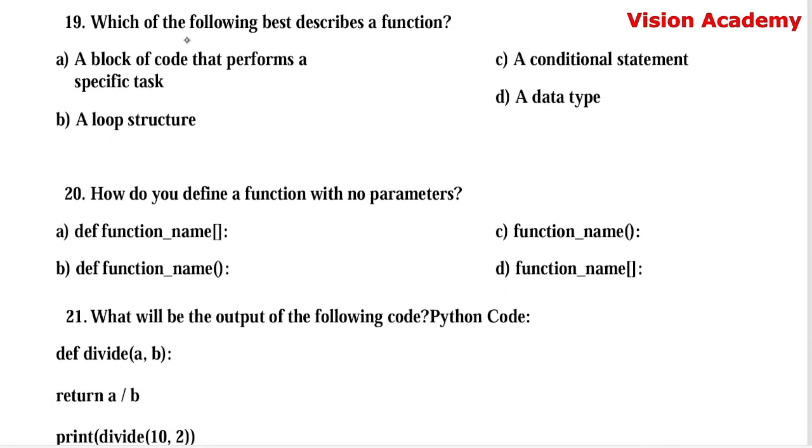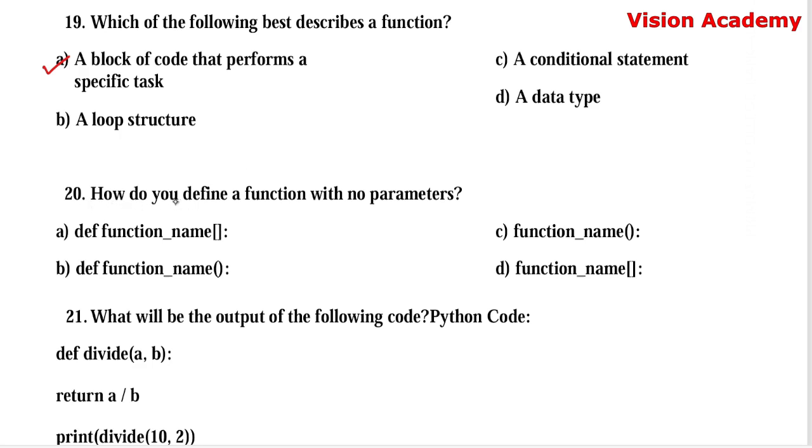Question number 19. Which of the following best describes a function? Option A, a block of code that performs a specific task. B, a loop structure. C, a conditional statement. D, a data type. Here option A, a block of code that performs a specific task is the right answer.